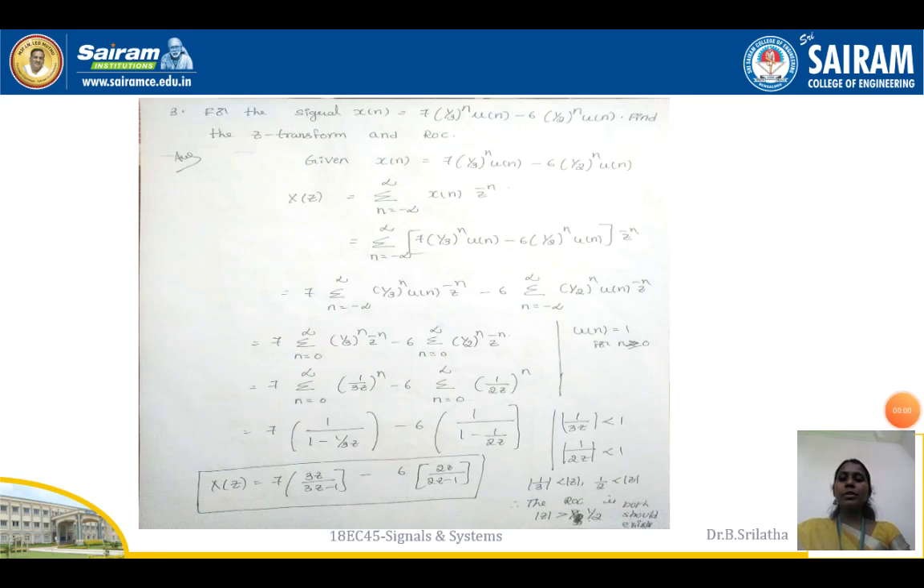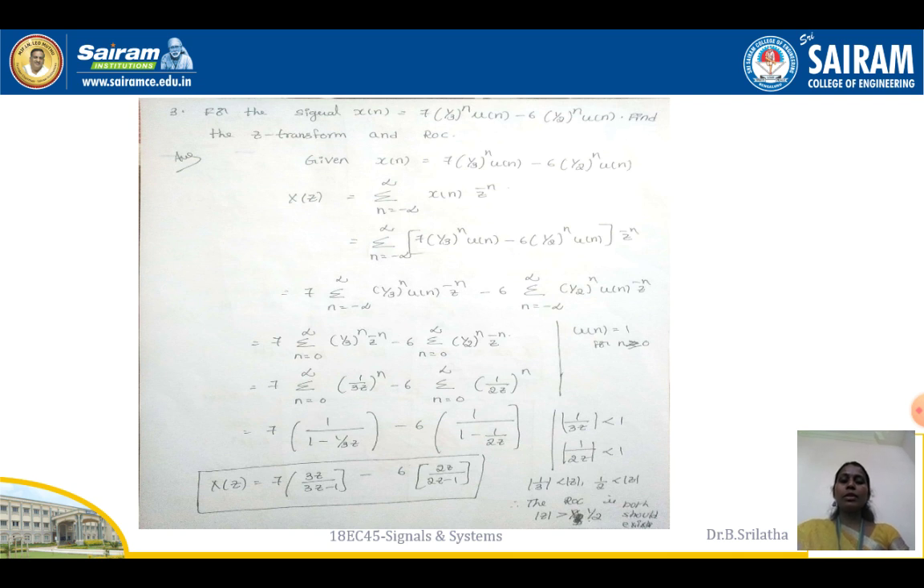Good morning students. Now we are going to see some more problems on how to find the Z transforms for signals. Just consider this example. For the signal x of n is equal to 7 into (1/3)^n u of n minus 6 into (1/2)^n u of n, find the Z transform and also the ROC.